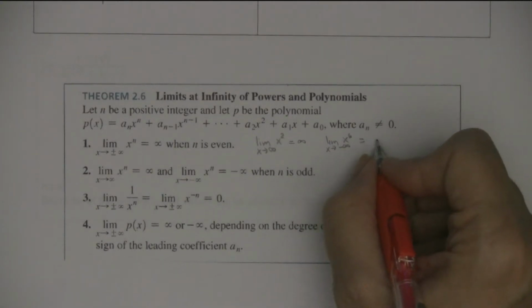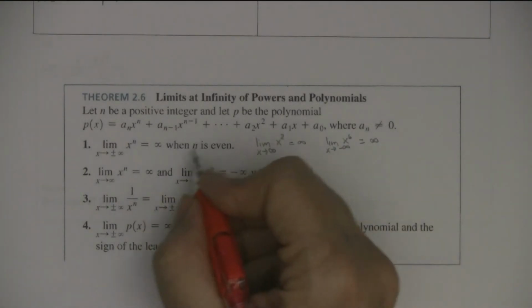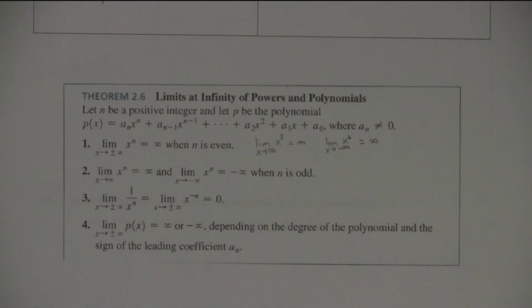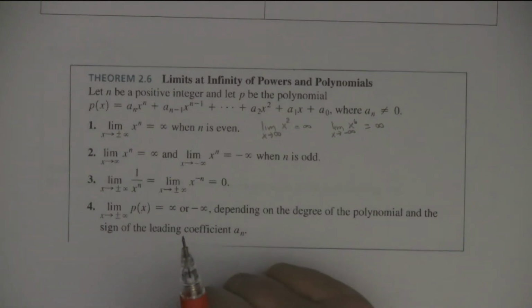A negative raised to the 6 is positive, so this is going to positive infinity. And so that's all that they're saying there. It seems natural to me that that's what it would be. And so you definitely can memorize that theorem if you want, that they have there, Theorem 2.6.